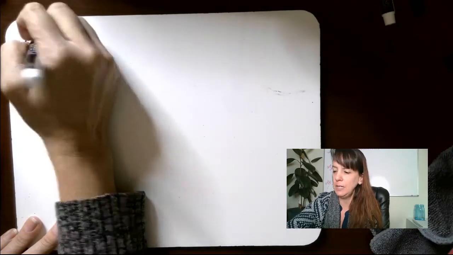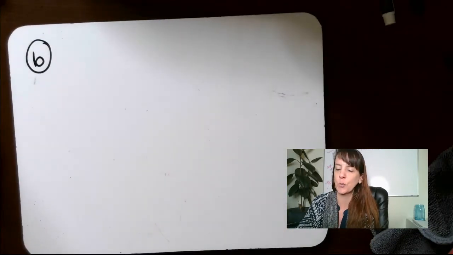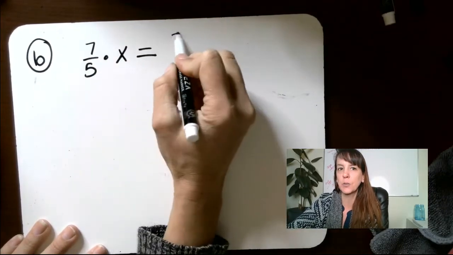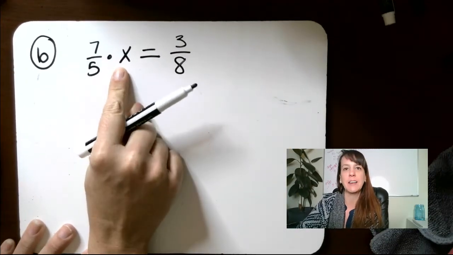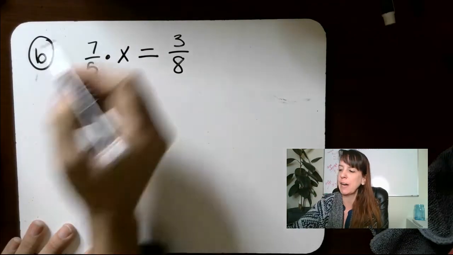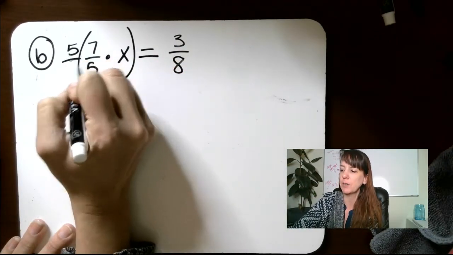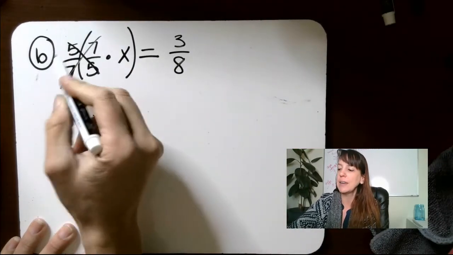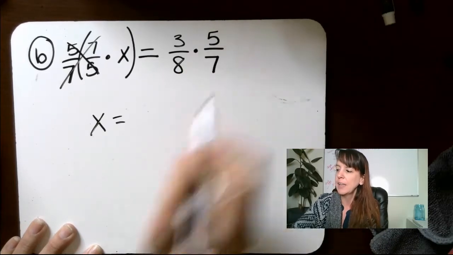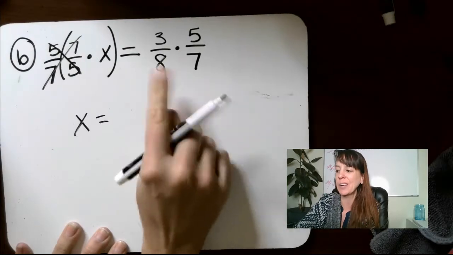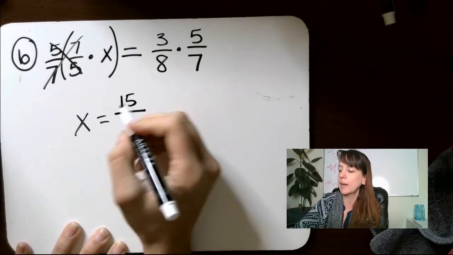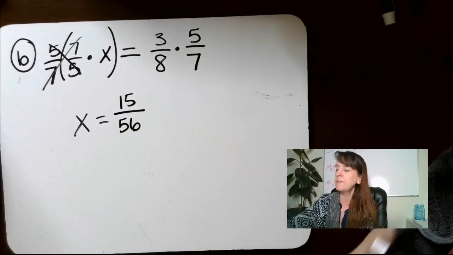All right, let's take a look at B. 7/5 of what number is 3/8? I want to get that X by itself, and the opposite of multiply is divide, but I can never divide fractions. I multiply by the reciprocal. If I do that, this cancels out, and I'm left with just X all by itself. But if I do it on one side, I must do it on the other. Taking a look at this, we're not going to be able to cancel anything out, so we just multiply straight across the top, which is 15, and straight across the bottom, which is 56. So for B, you get 15/56.